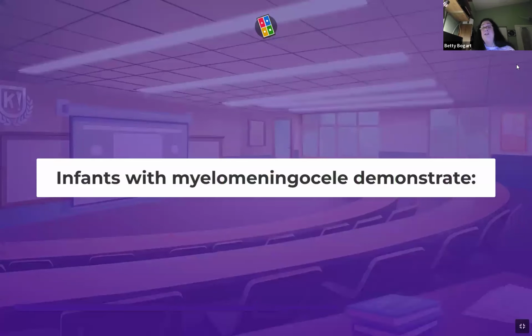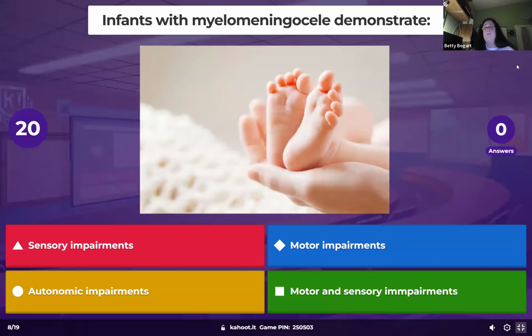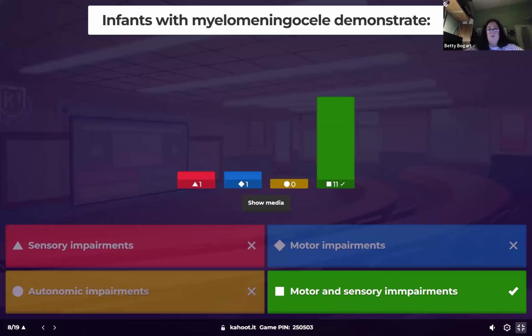Infants with myelomeningocele demonstrate, again, we've pulled those nerves from the bottom, the lower extremities up. We've ripped them. They're going to have motor and sensory impairment. Some have minimal and some have complete no sensation.